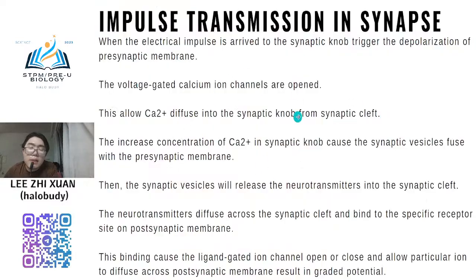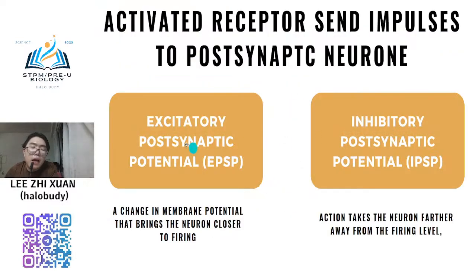And then this is the explanation, so I don't need to explain much. Okay, so I need to explain about the activated receptor with same impulse to postsynaptic neuron. When the neurotransmitter is already bound to the receptor on the postsynaptic membrane, it will trigger the action potential of the postsynaptic neuron. So this receptor will send the impulse to the postsynaptic neuron to trigger the action potential.